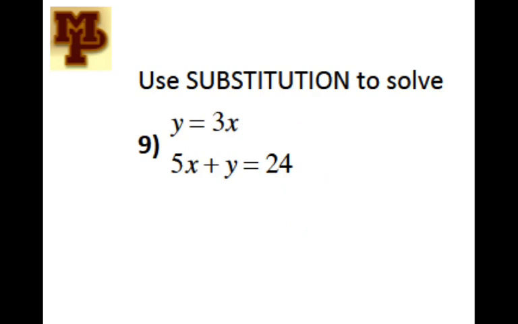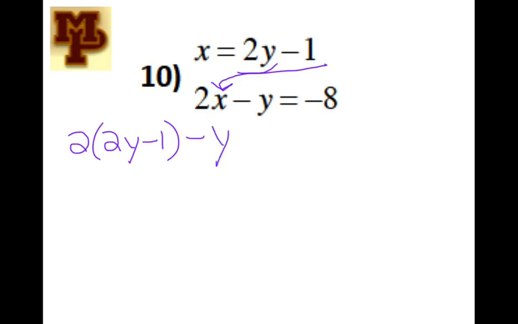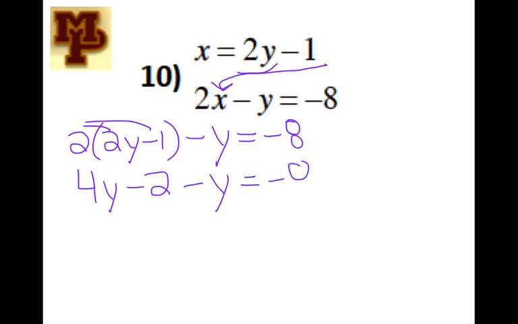Number 10, once it shows up for me, it's a little slow. So x equals 2y minus 1, so we're going to take that and plug it in right there where there's an x. So it's going to be 2 parentheses 2y minus 1 minus y equals negative 8. So then we're going to distribute that. So it'll be 4y minus 2 minus y equals negative 8.